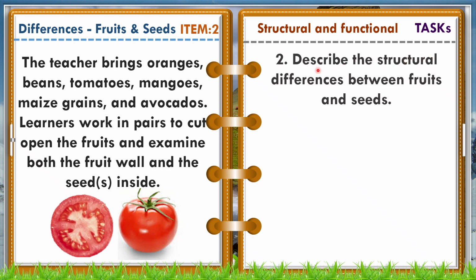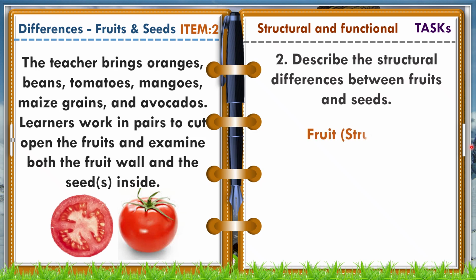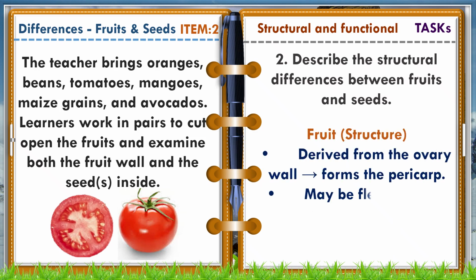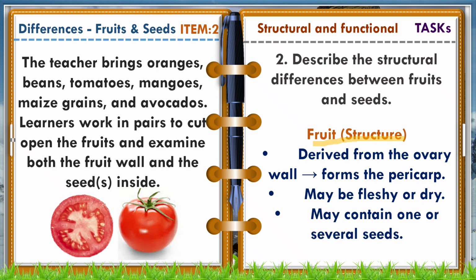Describe the structural differences between fruits and seeds. Let's start with the fruit structure. Derived from the ovary wall, and this forms the pericarp. May be fleshy or dry. May contain one or several seeds.